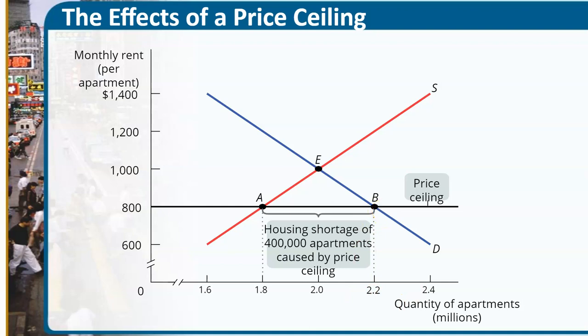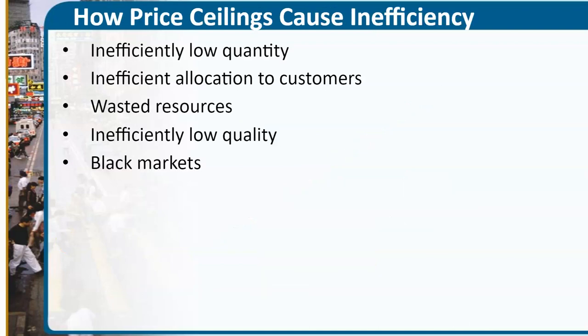So now we have a shortage. Now we have 400,000 apartments that are demanded but not available because apartments were taken off the market. More people want the apartment at that particular price. So at equilibrium, we had 2 million apartments rented at the $1,000 price. Here we only have 1.8 million rented at the $800 price, and we have a gap. We have a shortage. So there's 400,000 people or families that aren't going to get that apartment at that particular price. And that creates inefficiency.